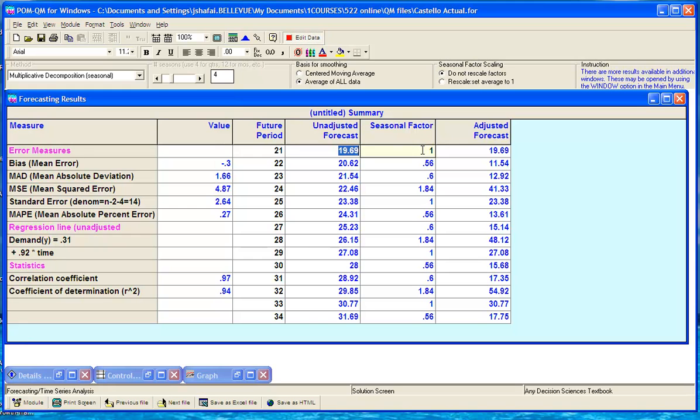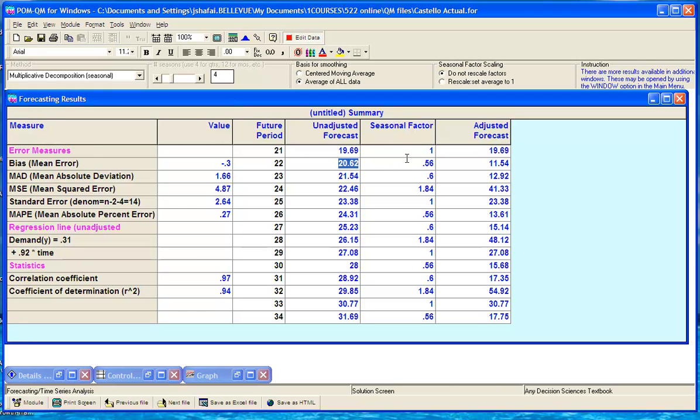But then the seasonal factor for that period is 1. So when you multiply the 19.69 times 1, you're going to get the seasonally adjusted forecast of 19.69. For this one, the unadjusted forecast for period 22, or for quarter 2 of year 6, is calculated as 20.62. The way it's done, you would plug in 22 over here for time, and you carry out that calculation and you would get 20.62.